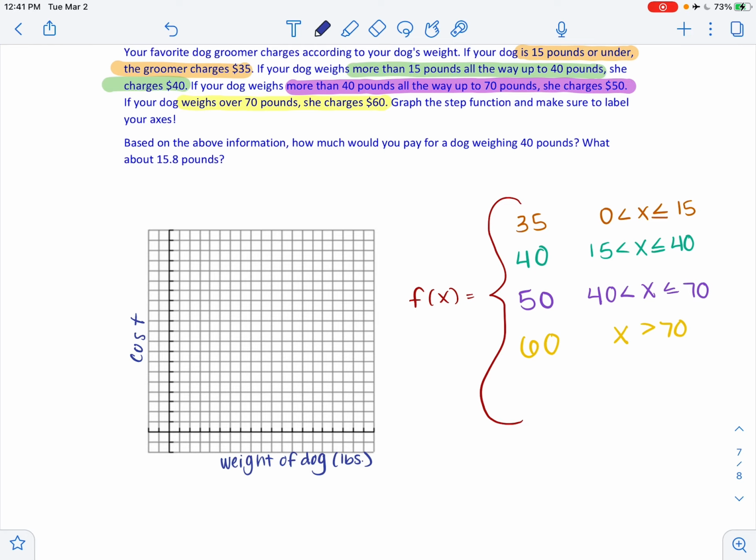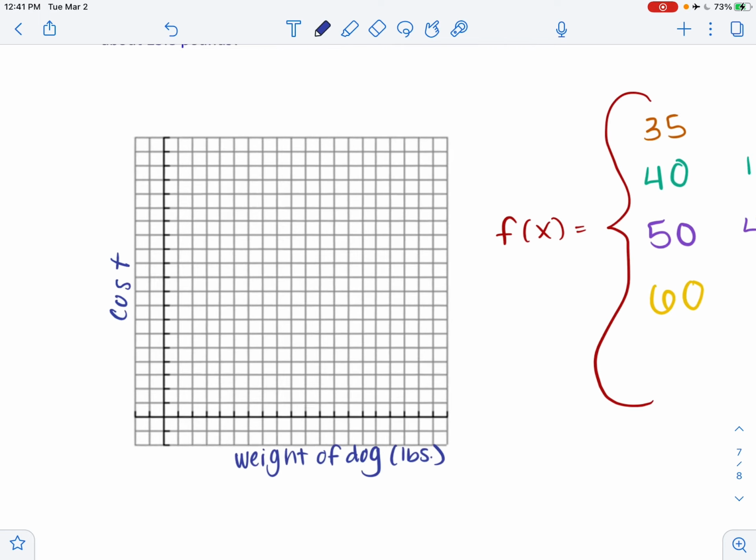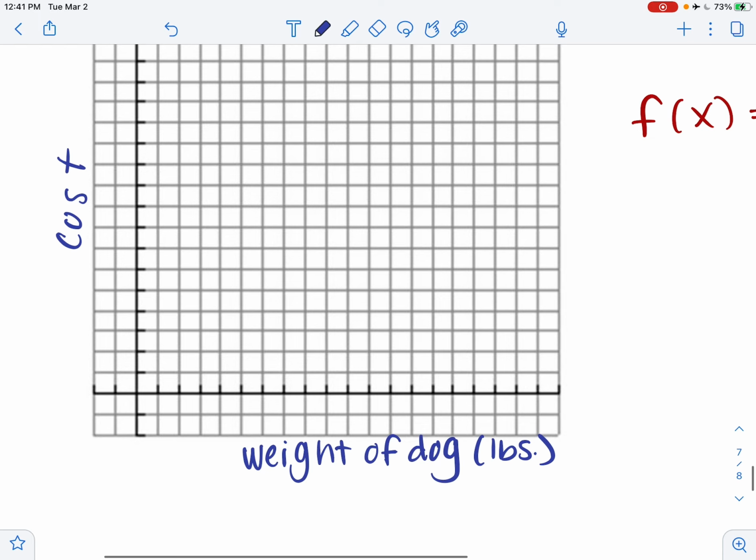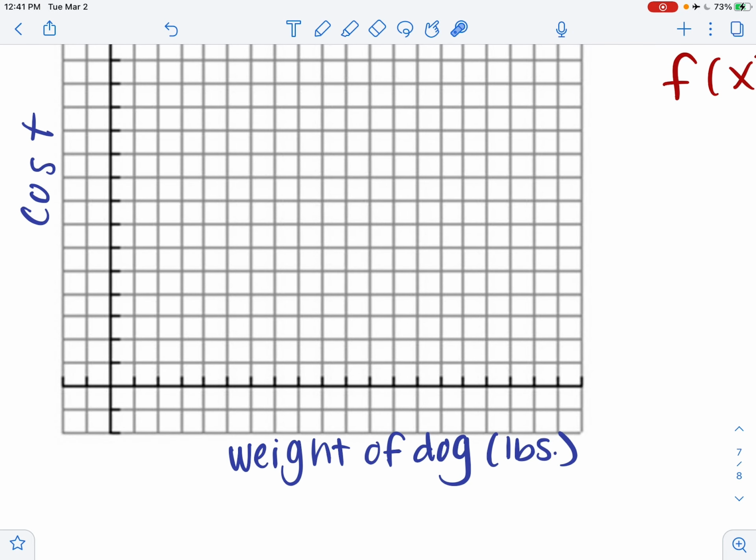Notice this one also isn't labeled with intervals. So let's think of what intervals would make sense. We want to go from 0 all the way up to 70 on the x-axis. So maybe if we go by fives, let's see. 5, 10, 15, 20, 25, 30, 35, 40, 45, 50, 55, 60, 65, 70. Perfect. That'll be good for us. So I'm going to label my axes going up by fives.